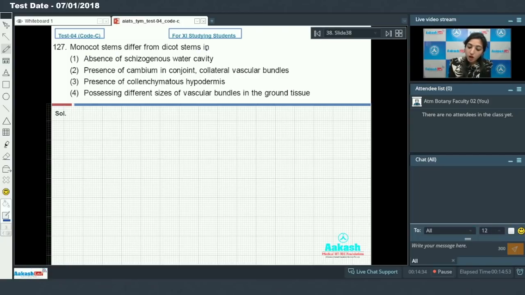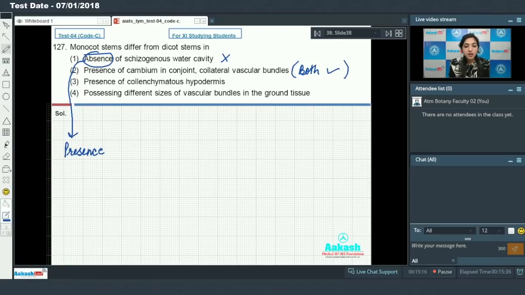Monocot stem differ from dicot stems in absence of schizogenous water cavity. No, in the monocot stem a schizogenous water cavity is present. So this is incorrect. Monocot stem differ from dicot stems in presence of cambium in conjoint collateral vascular bundles. This is present in both. In monocot stem as well as dicot stem, vascular bundles are conjoint collateral. So on the basis of conjoint collateral vascular bundles, you cannot differentiate monocot stems from dicot stems. So this option is ruled out.